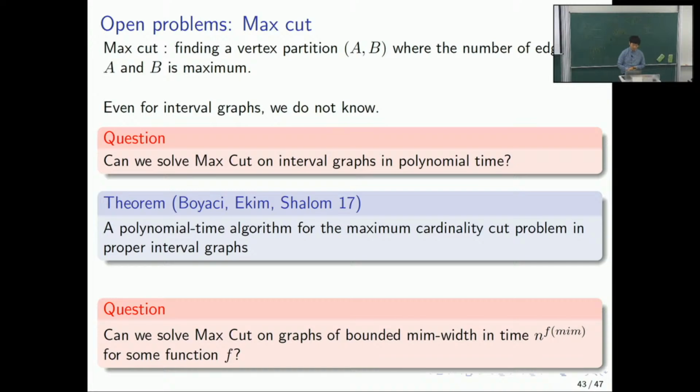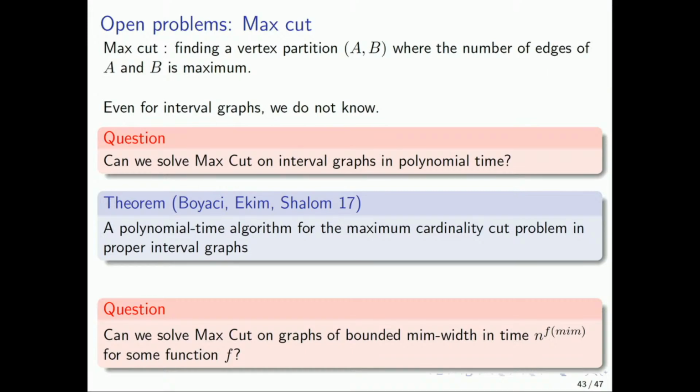So even for the interval graphs, we do not know the answer. In 2017, Akim and Shalom solved it for the proper interval graphs, but for interval graphs it is still open. So maybe for bounded Mim-width, we are quite far from the knowledge.